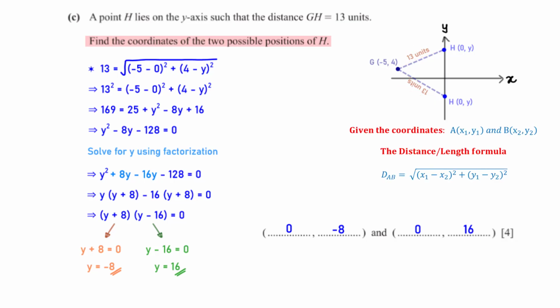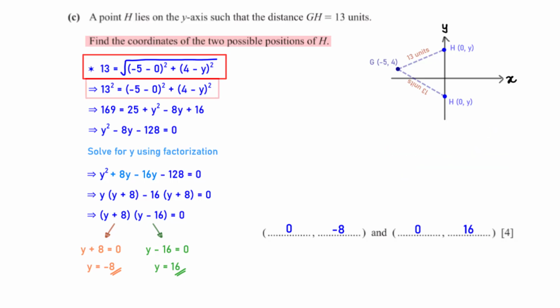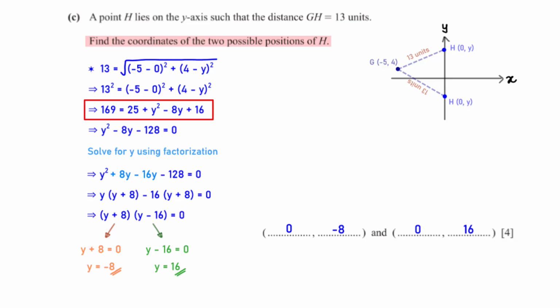So by applying the distance formula, we have 13 equals square root of (-5 minus 0) squared plus (4 minus y) squared. When we square both sides, this is what we have. 13 squared is 169. (-5 minus 0) squared is 25. And when we expand (4 minus y) squared, we get y squared minus 8y plus 16. When we move all the terms to one side of the equation and group like terms, we get y squared minus 8y minus 128 equals 0.